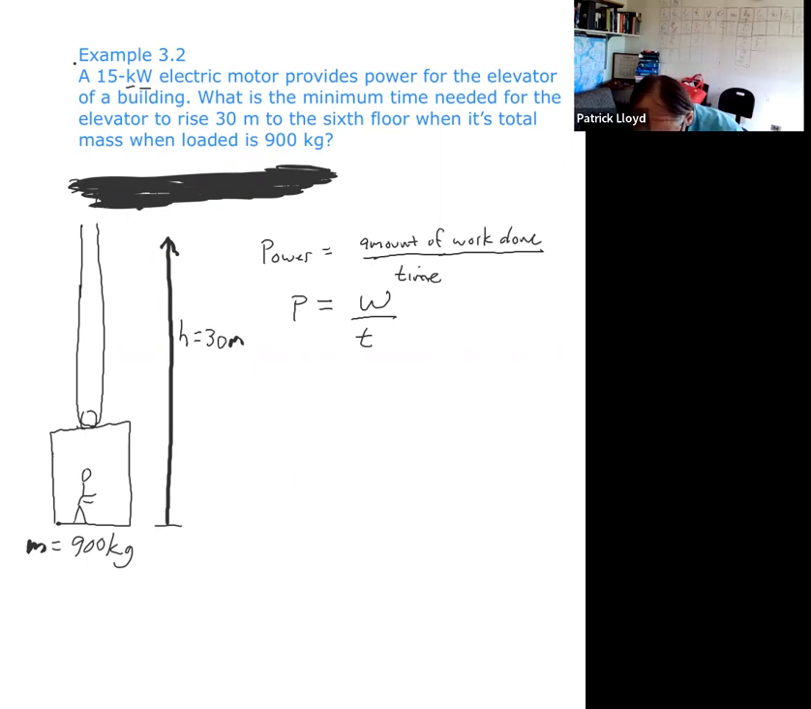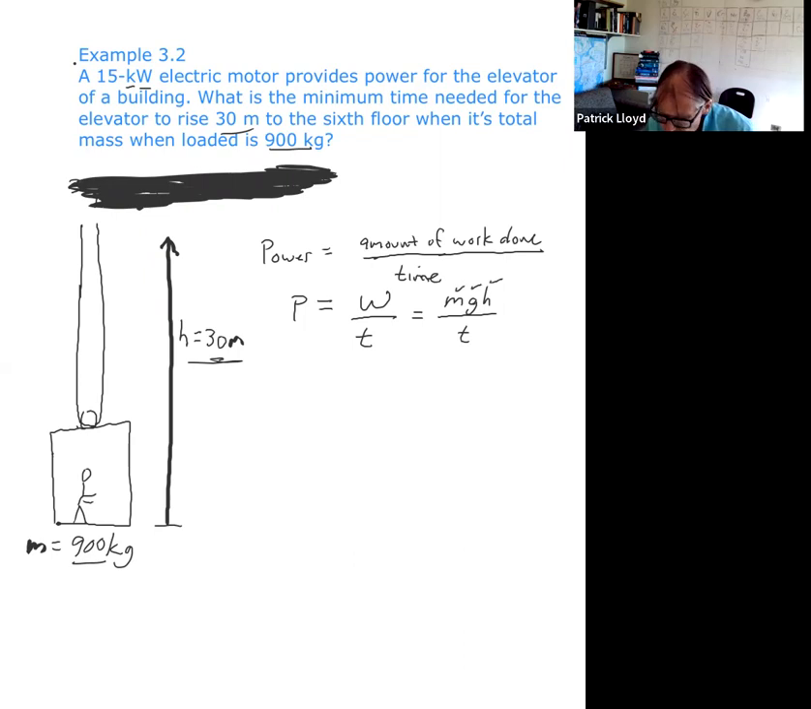Okay. So we already in the previous example learned how to calculate the amount of work for raising something against gravity, right? It's mgh. So we can just put in mgh for the amount of work and then divide that by time. Okay. So we can ask, do we have the mass? Well, yep, we do. It's 900 kilograms. Do we have the value of g? Yes, we know what g is. It's 9.8 meters per second squared. And do we have h? Yes, the height is given. It's 30 meters. So we've got everything we need for mgh.